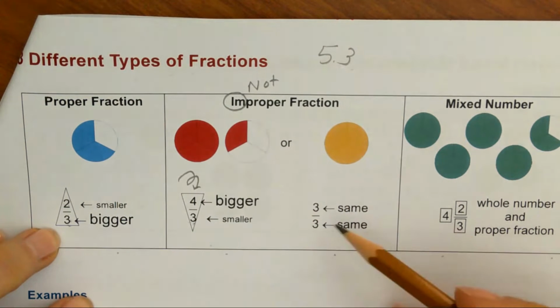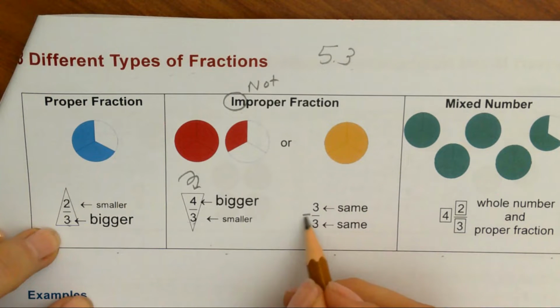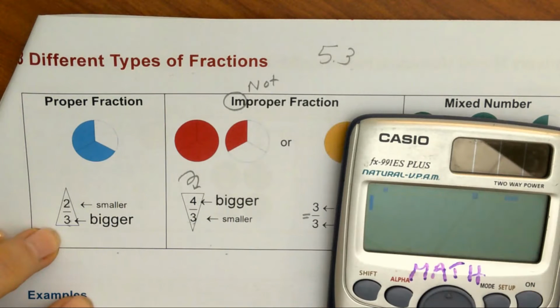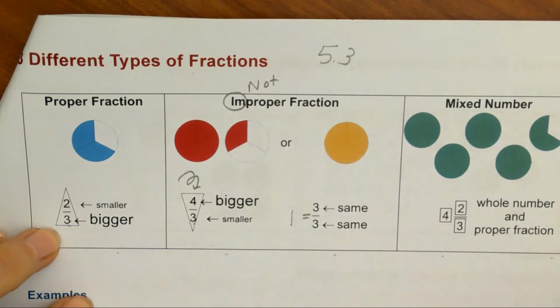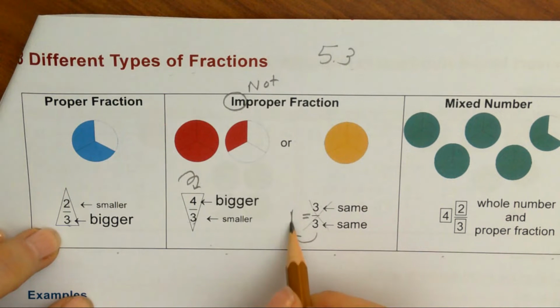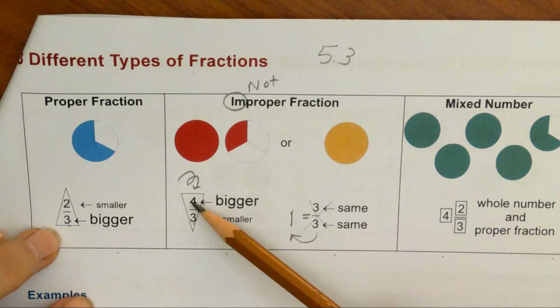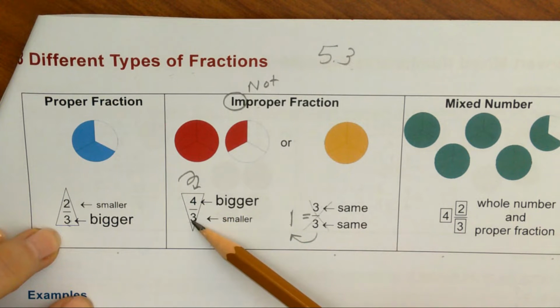It's also not proper when they're the same. What's 3 over 3 equal to? 3 over 3 is equal to 1. So we would never say 3 over 3. We would just say, oh, that's equal to 1. So it's proper to say 1. Okay, it's not proper to say 3 over 3. So improper fractions are when you have something big on the top and smaller on the bottom, or they're the same.